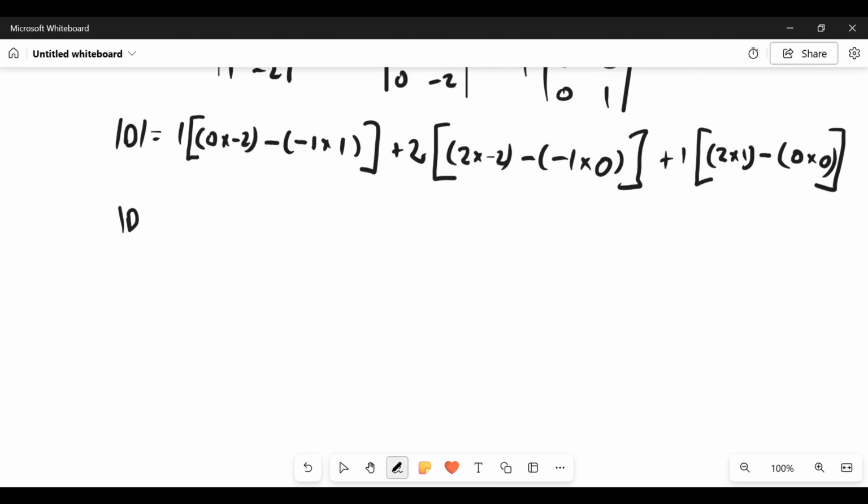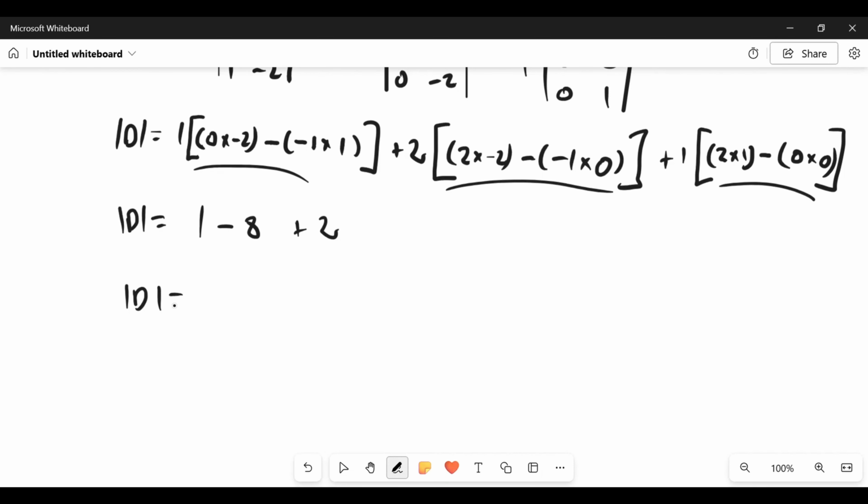Right, let's continue. So we're going to put this in the calculator. It's going to give us 1. And you go to the next one there. You put it in the calculator. It's going to give us -8. And then the last one, which is this one here, when you put it in the calculator, it's going to give us +2. So our determinant here, guys, is going to be -5.